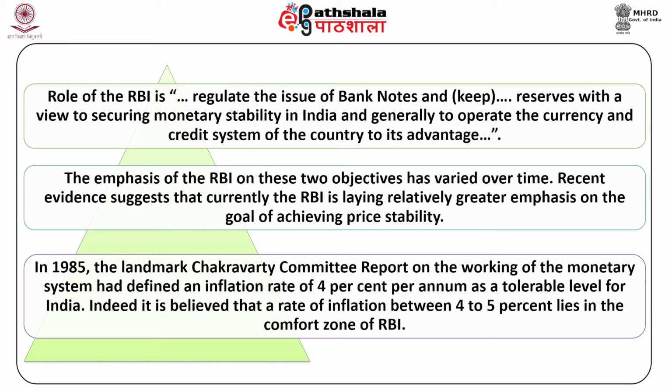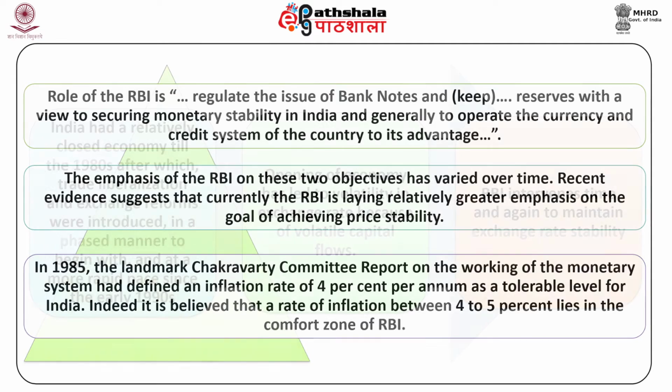The emphasis of the RBI on these two objectives has varied over time. Recent evidence suggests that currently the RBI is laying relatively greater emphasis on the goal of achieving price stability. In 1985, the landmark Chakravarti Committee report on the working of the monetary system had defined an inflation rate of 4% per annum as a tolerable level for India. Indeed, it is believed that a rate of inflation between 4 to 5% lies in the comfort zone of the RBI.